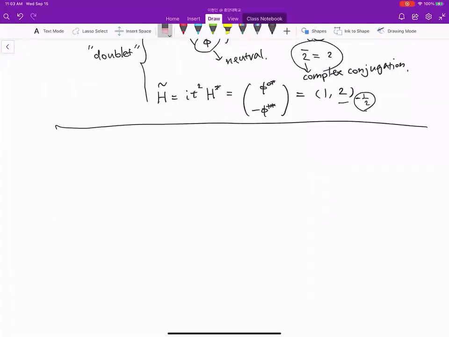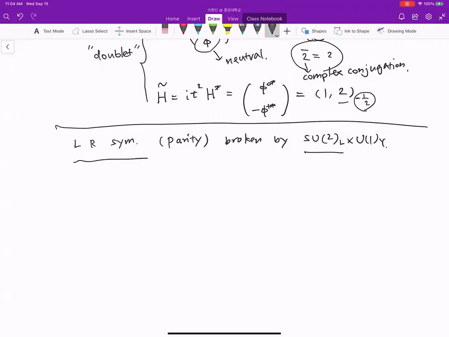Left-handed and right-handed fields transform differently, so the left-right symmetry, or parity, is broken by SU(2). You see that the left-handed and right-handed fields transform differently under SU(2), and they carry different hypercharges. So apparently left-right symmetry is broken. Left-handed and right-handed, as we discussed, is chirality.